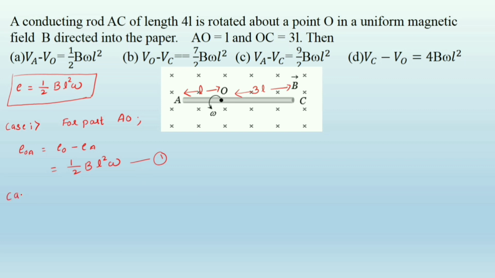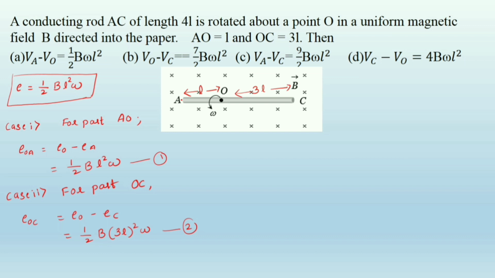In the second case, for part OC, we can write the induced EMF from O to C, or EO minus EC. Again the same relation we can use here, half B. In place of length, we can write 3L square omega. Let us take it as equation 2.